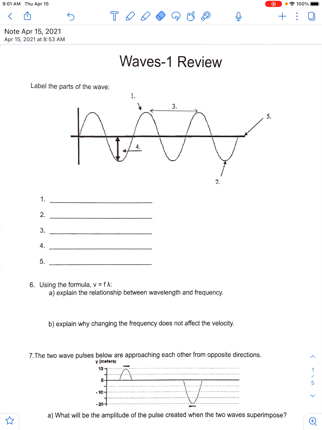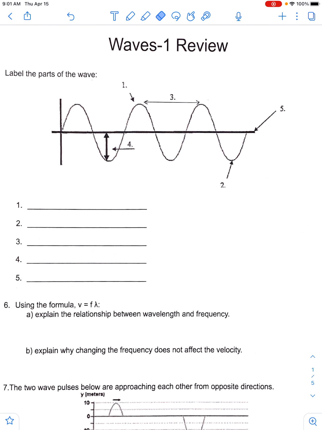All right, so we're going over this waves review, so just try to keep up. If you have any questions, make sure you ask. Okay, so first thing we're going to do is talk about labeling the parts of a wave.